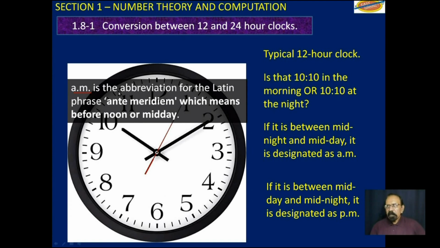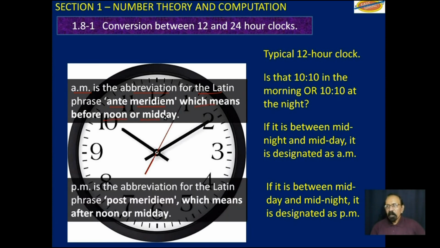So AM is the abbreviation for the Latin phrase ante meridiem, which means before noon or before midday. And then, of course, PM is the abbreviation for the Latin phrase post meridiem, which means afternoon or after midday.